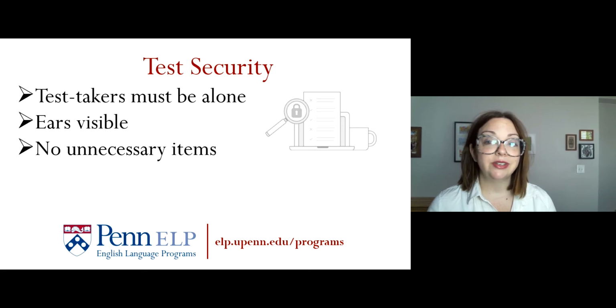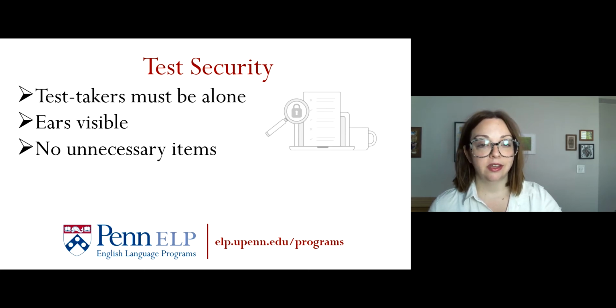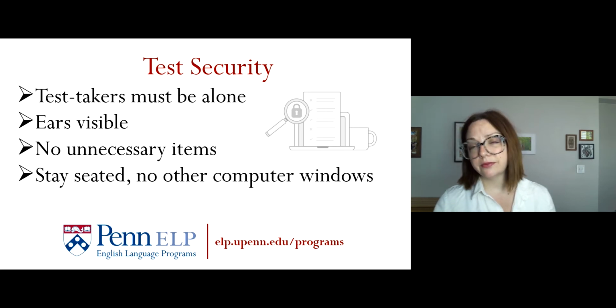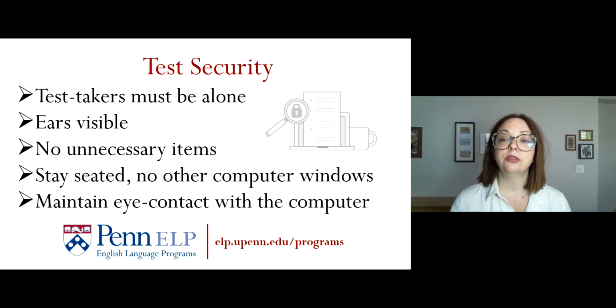The testing area also needs to be empty. No phones, books, pens, or papers can be used during the test. And the good news is you don't need any of those items for the DET. It's important not to open any other computer windows or screens or get up from your chair at any point during the test. The camera must always be on you as the test taker. And finally, for the duration of the test, you should be continually looking at your computer. If any of these rules are broken, Duolingo may not certify the results, which basically means it could cancel the scores of that test.